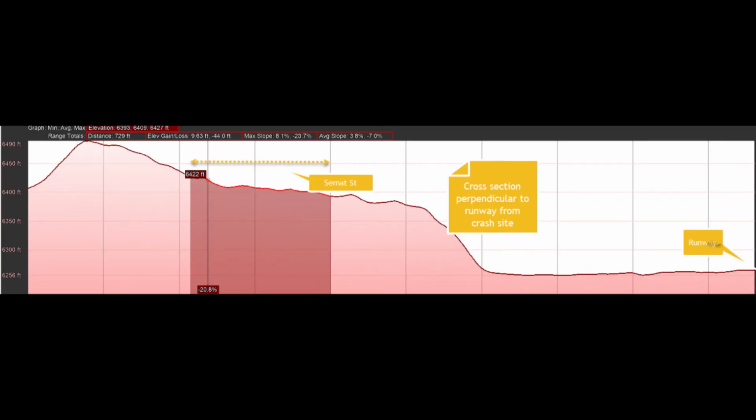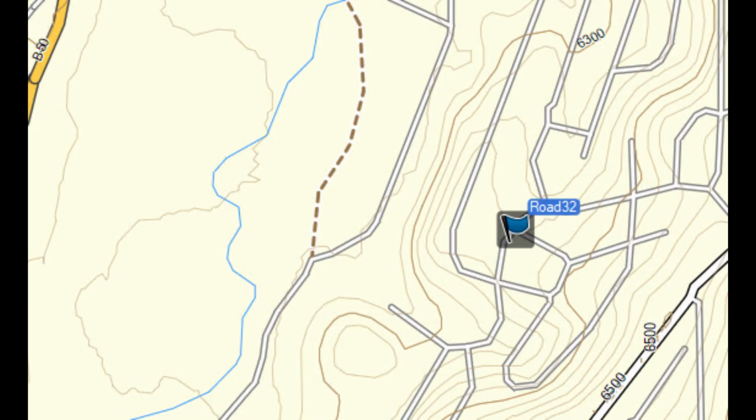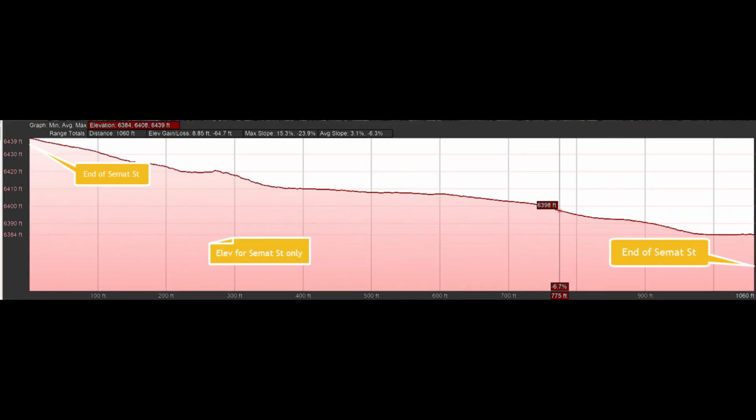This is an altitude profile taken from the runway to the crash site, perpendicular to the runway. The shaded area is the full length of Sumat Street, which is very near where the aircraft crashed and is referenced in the NTSB report. This is a topo map of the crash site. The blue flag is right at the end of Sumat Street. This is an elevation profile for the complete length of Sumat Street, which is where the aircraft crashed.